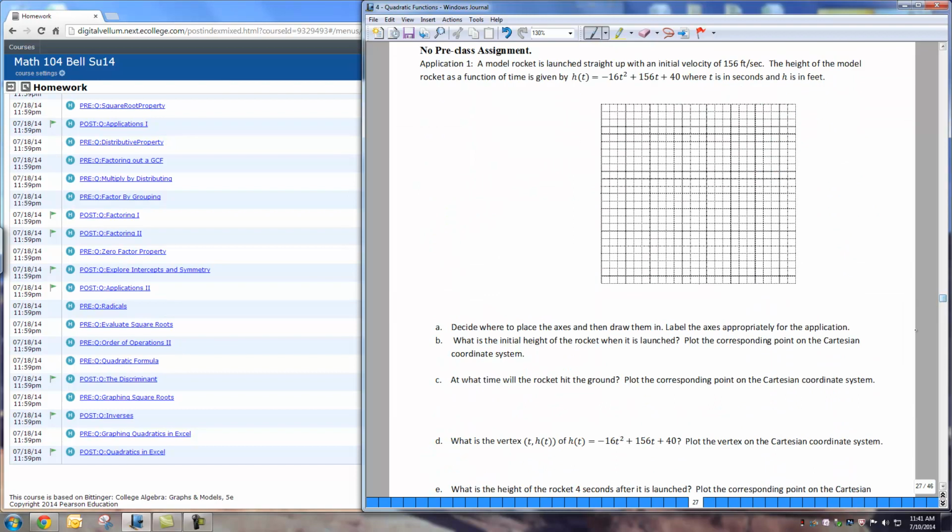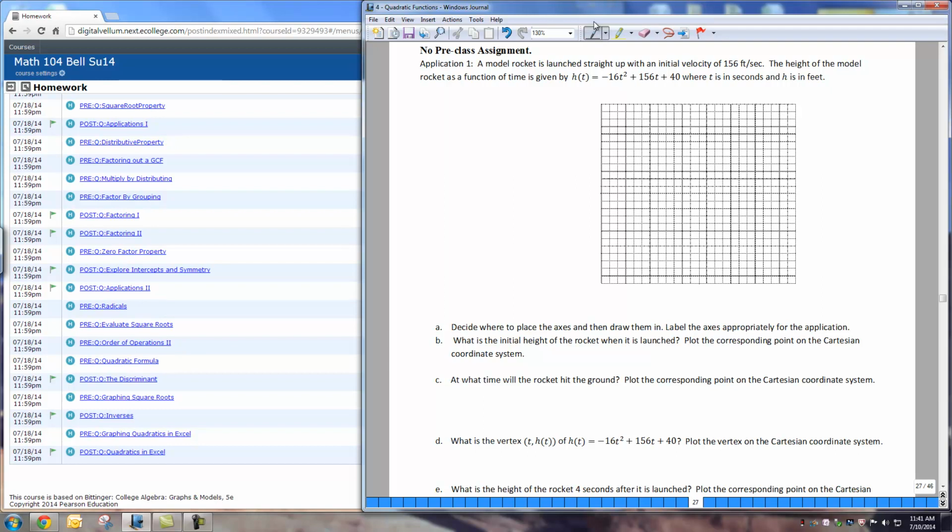So here we have a model rocket is launched straight up with an initial velocity of 156 feet per second. So notice that number comes involved right here. That has to do with the initial velocity. Before, in the other problems we've done, remember, it didn't have this b term. It just had negative 16t squared plus 40. Now we're involving the b term.